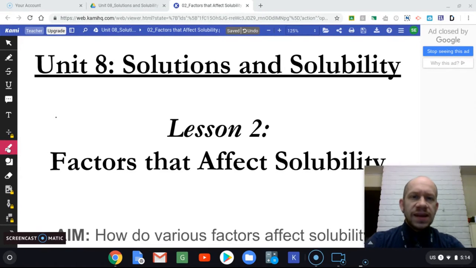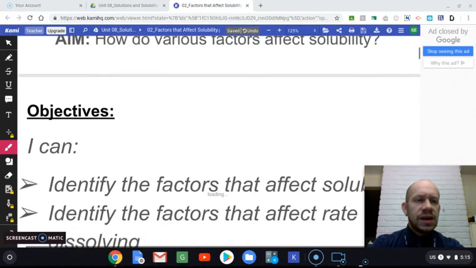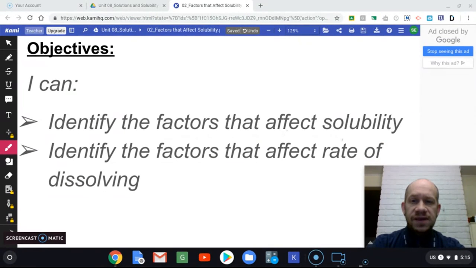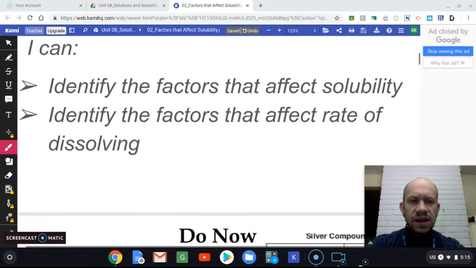This is Unit 8, Solutions and Solubility, Lesson 2, Factors that Affect Solubility. How do various factors affect solubility? The objectives of this lesson: I can identify the factors that affect solubility, and I can identify the factors that affect the rate of dissolving.